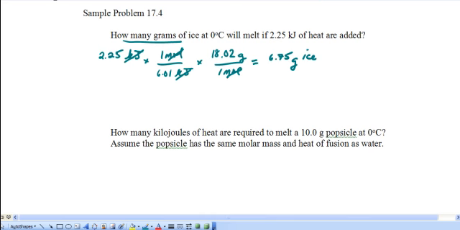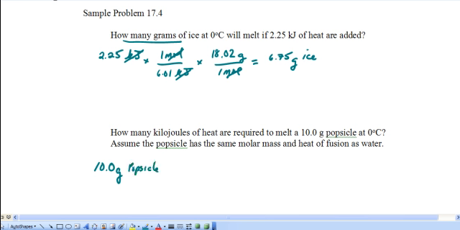How many kilojoules of heat are required to melt a 10-gram popsicle at 0 degrees Celsius? So now they want us to figure out how much heat is necessary. Well, again, you're starting with 10 grams of popsicle, which is just ice. We're going to assume that we don't have to worry about the flavorings in the dye or anything else. So this is just the popsicle.